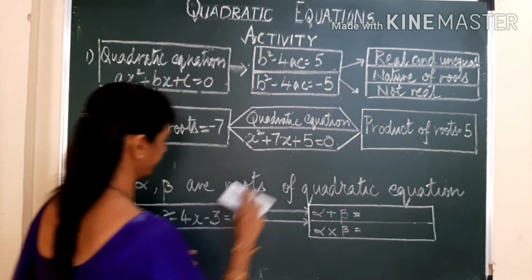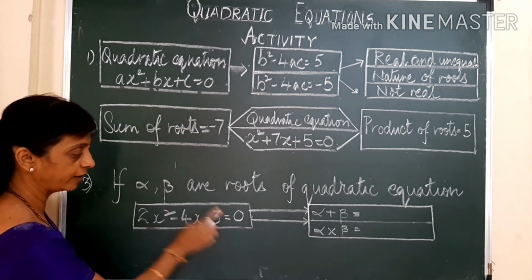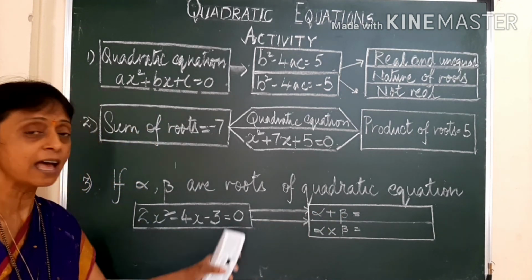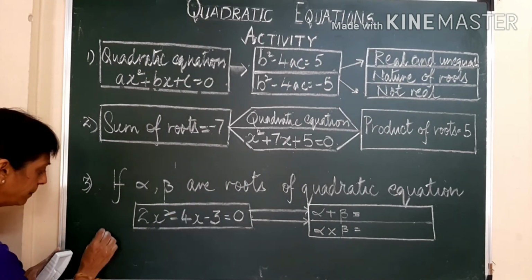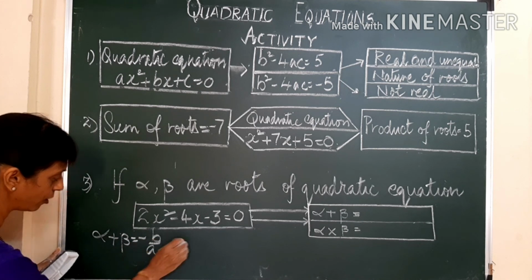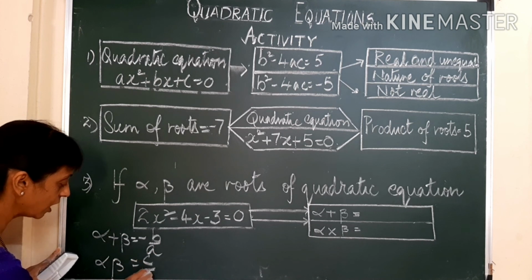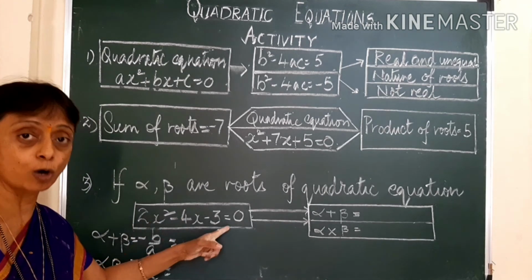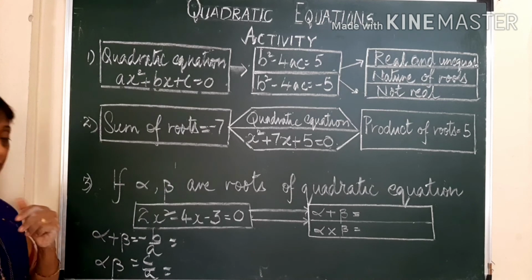Now, the next one. If alpha, beta are roots of the given quadratic equation, this is the quadratic equation given to you. You have to write the values of alpha plus beta and alpha into beta. You know, children, over here, what is alpha plus beta? Alpha plus beta is always equal to minus b upon a. And what is alpha into beta? It is c upon a. You can find out both the answers from the given quadratic equation.